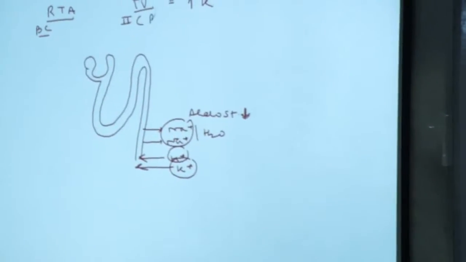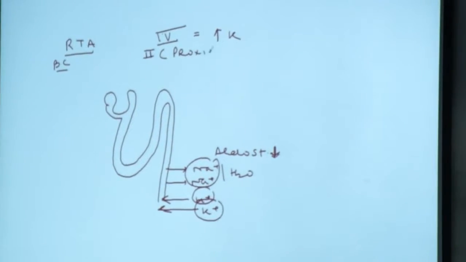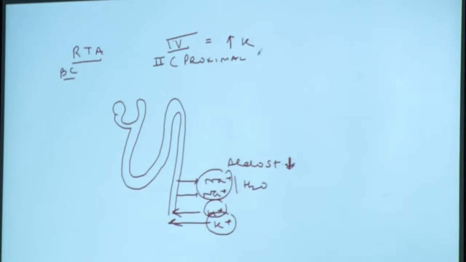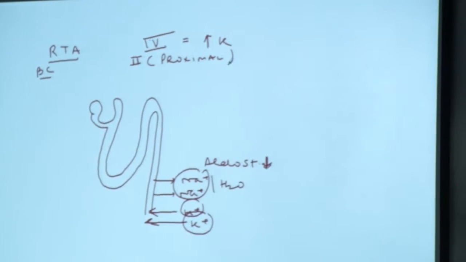Now we talk about type 2 RTA, also known as proximal RTA. Now what happened? Again, stop writing, look at it. Now what happened in type 2 RTA? Site of disease is PCT. That's why we call it proximal RTA. So normal physiology, basic concept.